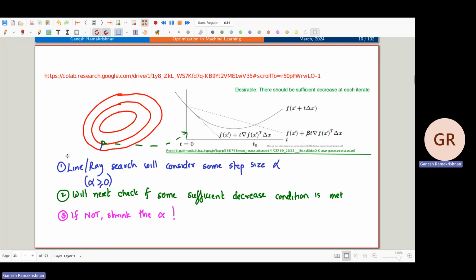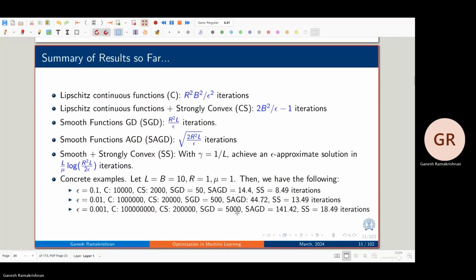So this is the basic idea. Line search will consider some steps as alpha. We will next check if some sufficient decrease condition is met. If not, shrink the alpha. That's the basic idea behind all those algorithms. Okay. And the Colab notebook link is provided here. Okay. So now, are we better than we were earlier?